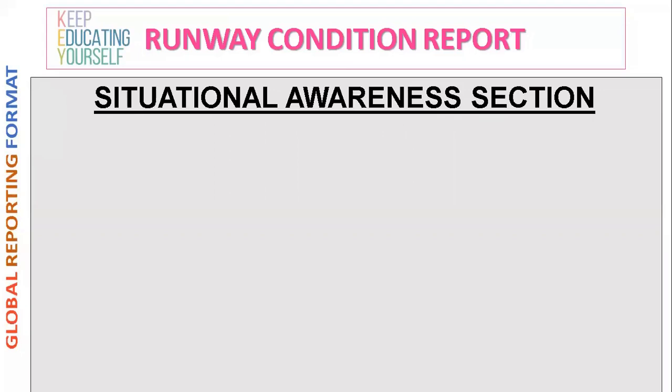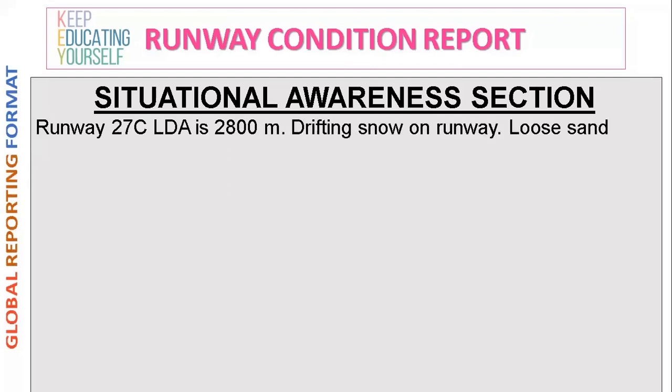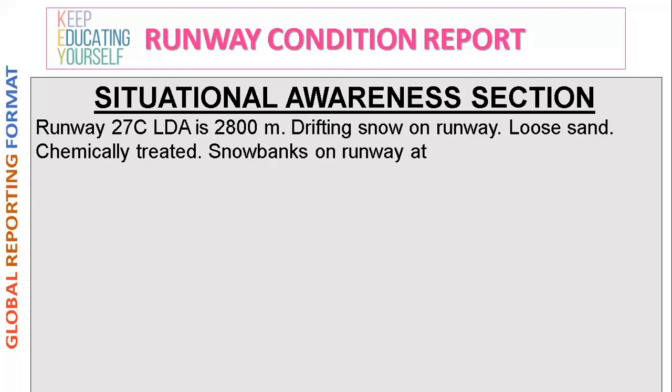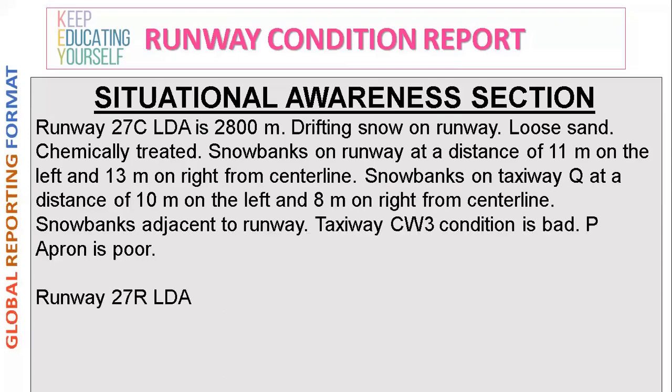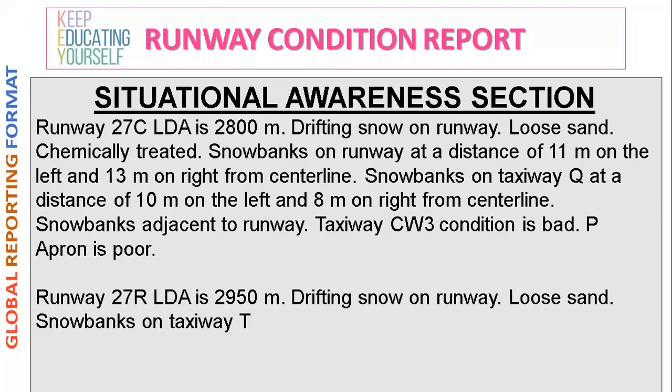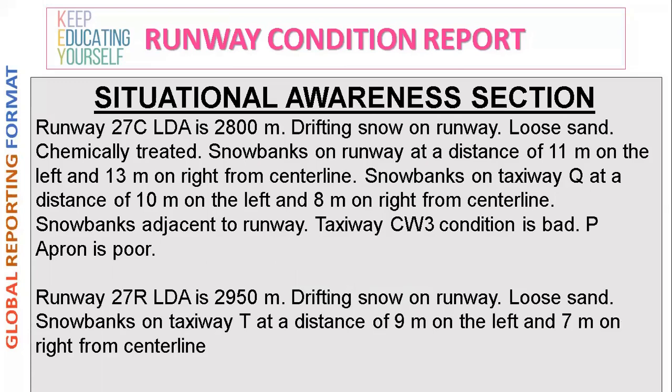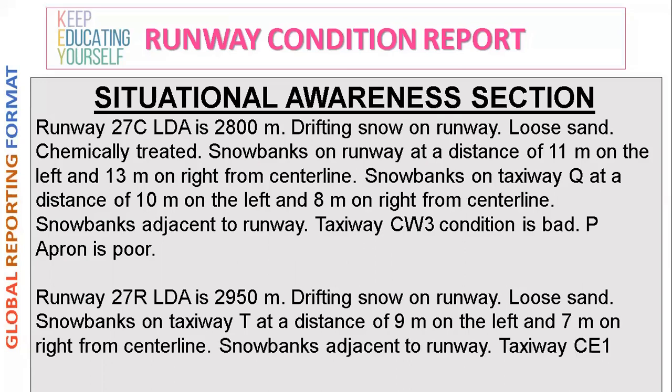Now we will go ahead with the situational awareness section. So suppose we have been given runway 27 Center Charlie, landing distance available is 2,800 meters, drifting snow on runway, loose sand, chemically treated, snowbanks on runway at a distance of 11 meters on the left and 13 meters on right from center line, snowbanks on taxiway Quebec at a distance of 10 meters on the left and 8 meters on the right from center line, snowbanks adjacent to runway, taxiway Charlie Whiskey 3, condition is bad, Papa apron is poor, runway 27 Romeo, landing distance available is 2950 meters, drifting snow on runway, loose sand, snowbanks on taxiway Tango at a distance of 9 meters on the left and 7 meters on right from center line, snowbank adjacent to runway, taxiway Charlie Echo 1, condition is bad, Alpha apron is poor.